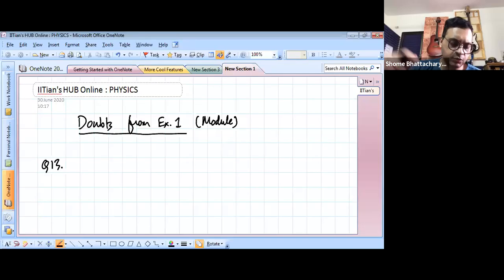Question 14 of exercise 1. So those who have doubts in this, you can please pay attention here. Otherwise, you can just continue with the exercise. Okay. Just coming up, just a second.